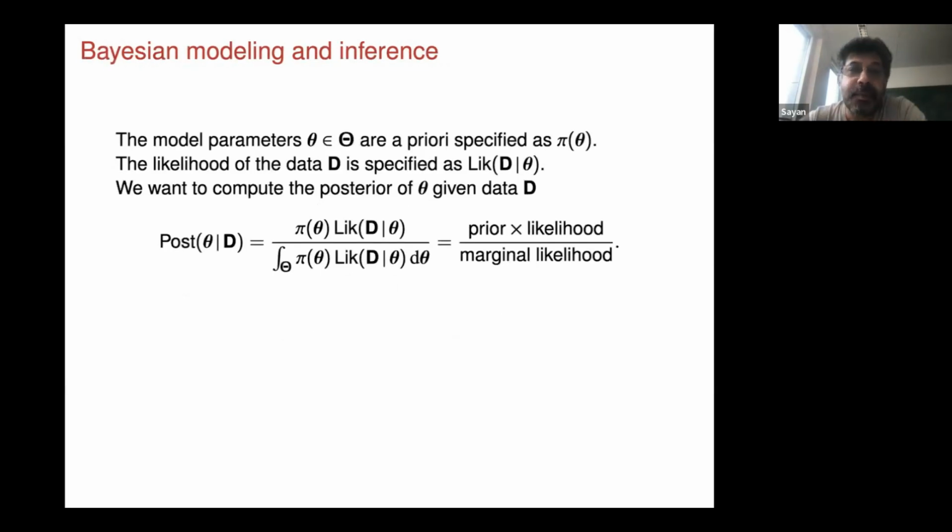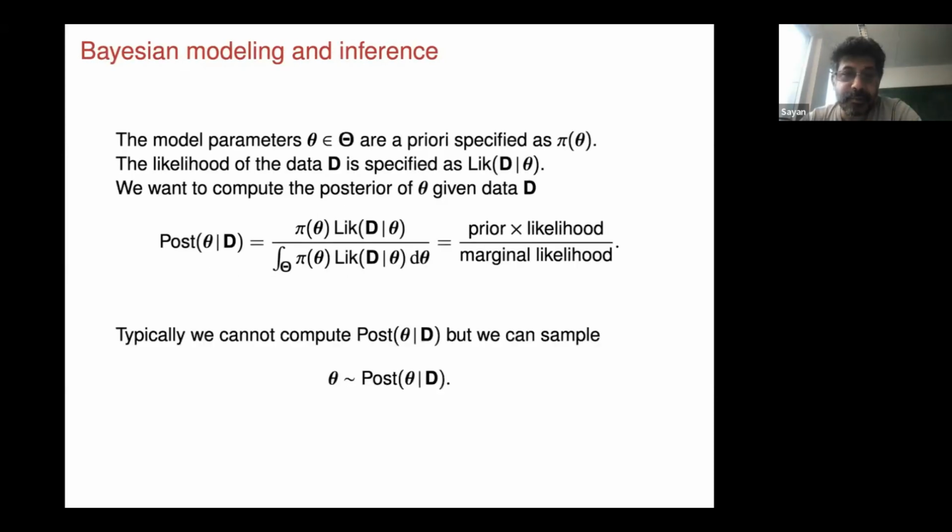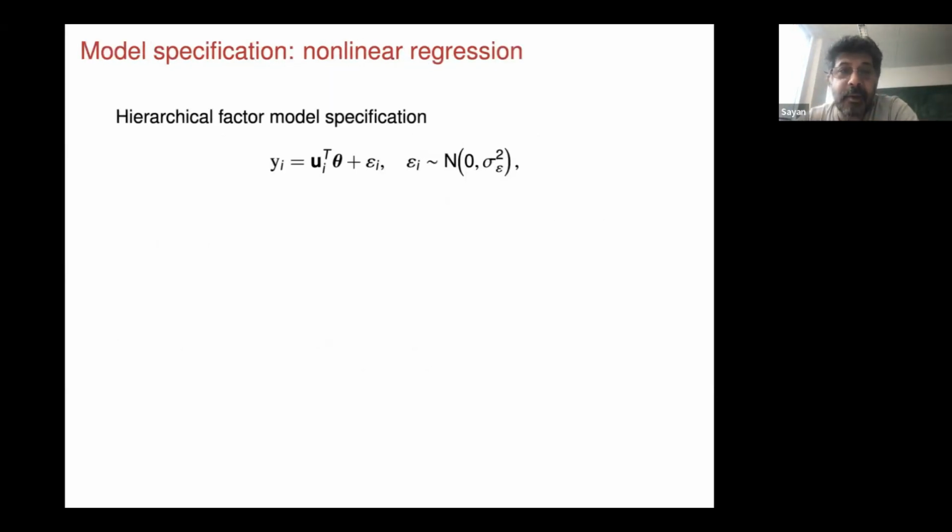Okay, so now just to go through a Bayesian model, you have your model parameters theta, you have a prior, you have a likelihood, and what you're interested in doing is computing the posterior of theta given your data D. It's just prior times likelihood over the marginal likelihood. Basically, the denominator is marginalizing out the numerator. Typically, we can't compute this posterior in closed form, but we can sample from it.